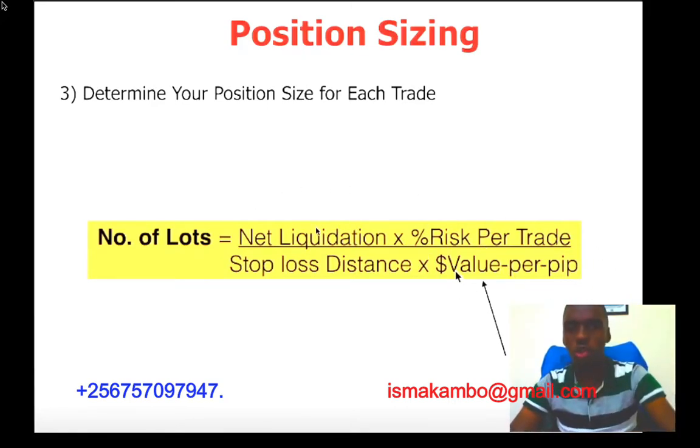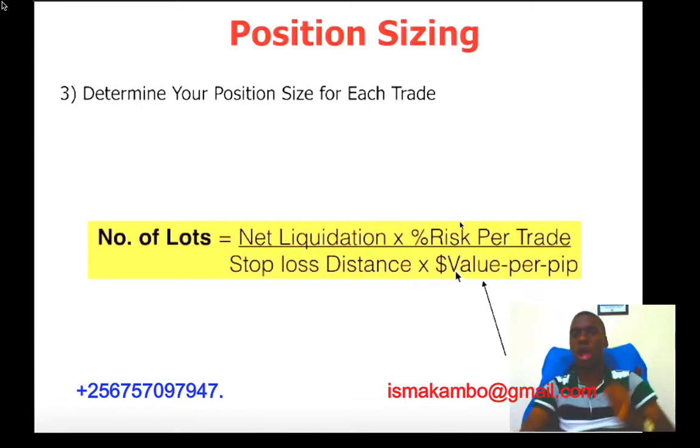This one, you always have it. This one, you have it. In other words, you know the capital, you know the risk per trade, you've calculated your stop loss distance. For our case, it's 5, and then you know the pip value. I created a list of pip values.